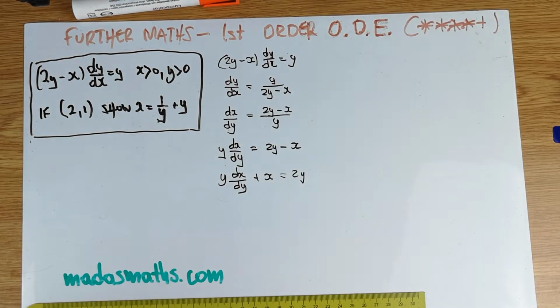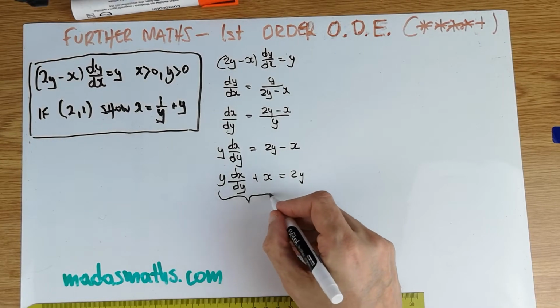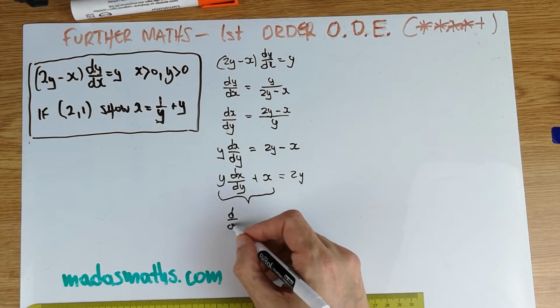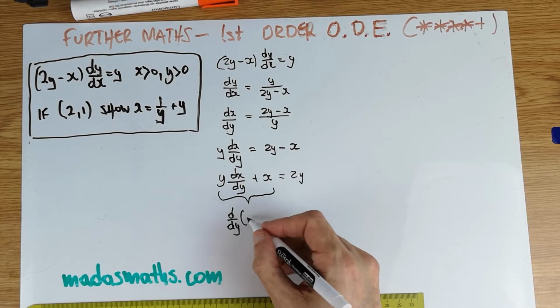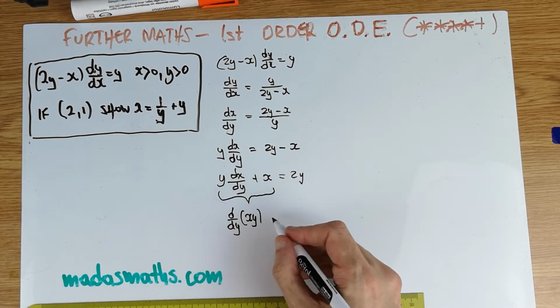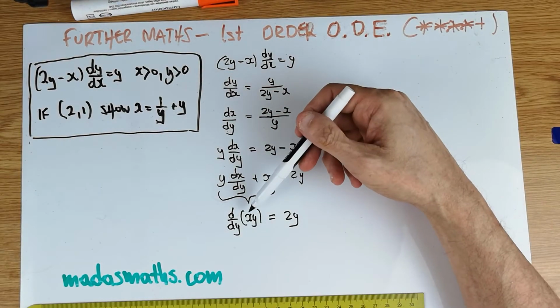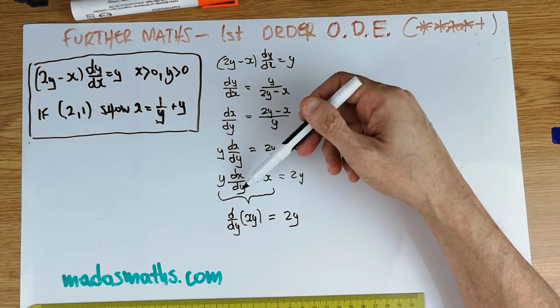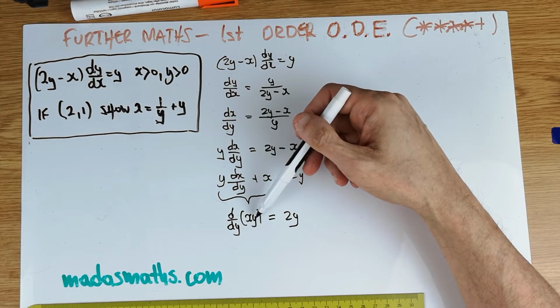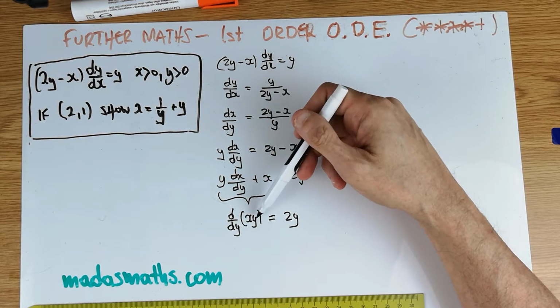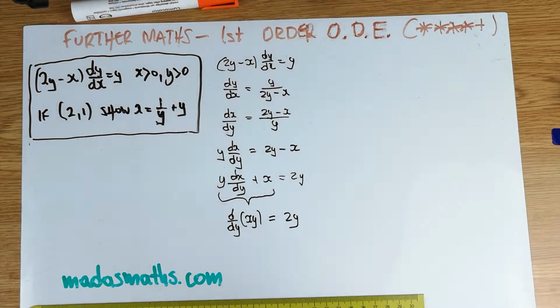So far so good. And if we notice that this bit here is in fact exact, it is in fact the differential with respect to y of xy. Let's check it. Differentiate the x with respect to y, gives us dx by dy. Second bit unchanged, and now leave the x bit alone. Okay, here it is. Differentiate the y with respect to y is 1. So that's all good.